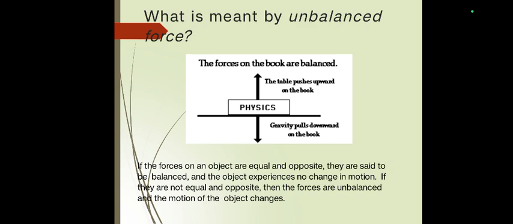Now, what is meant by an unbalanced force? If the forces on an object are equal and opposite, they are said to be balanced, and the object experiences no change in motion. That is, if the object experiences an equal and opposite force, then the force it experiences is called balanced. If they are not equal and opposite, then the forces are unbalanced and the movement of the object changes. So, unbalanced force is nothing but the force acting on an object that is not equal and opposite, and the motion of the object changes.